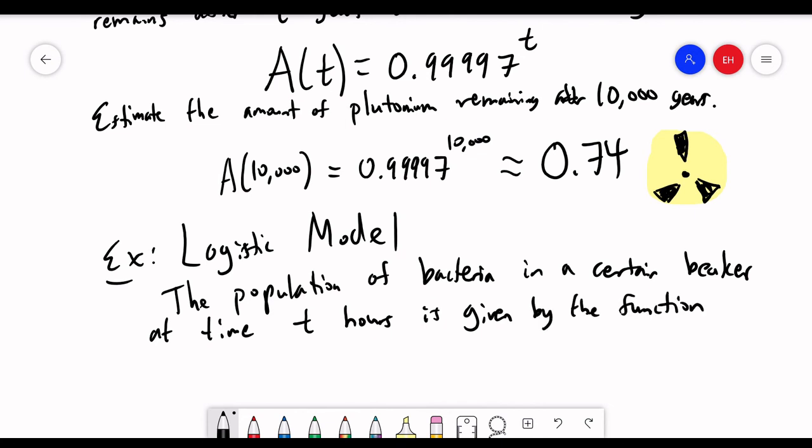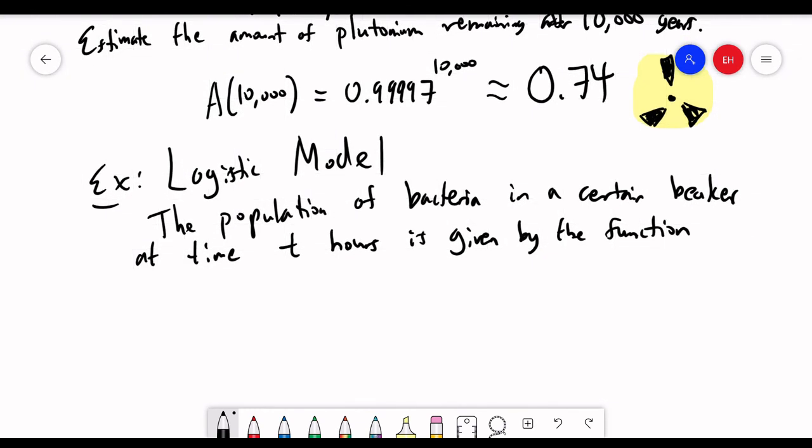The population of a bacteria in a certain beaker, boy, that's a word that you say if you want to sound real nerdy. Let me just check my beaker here.